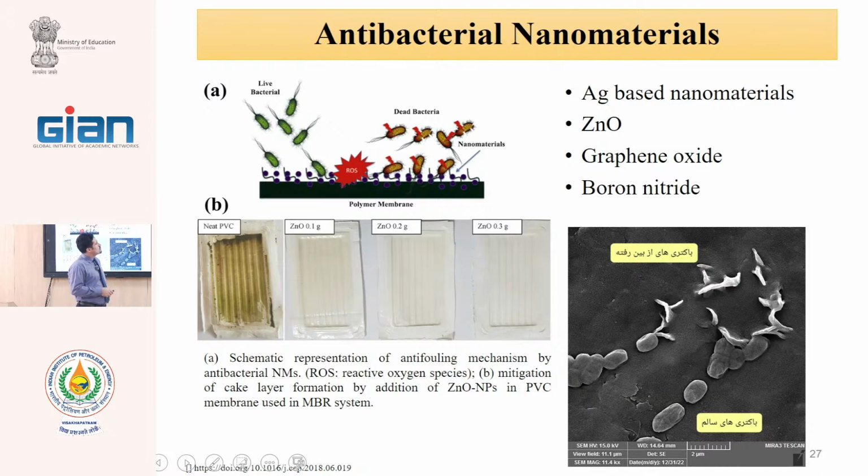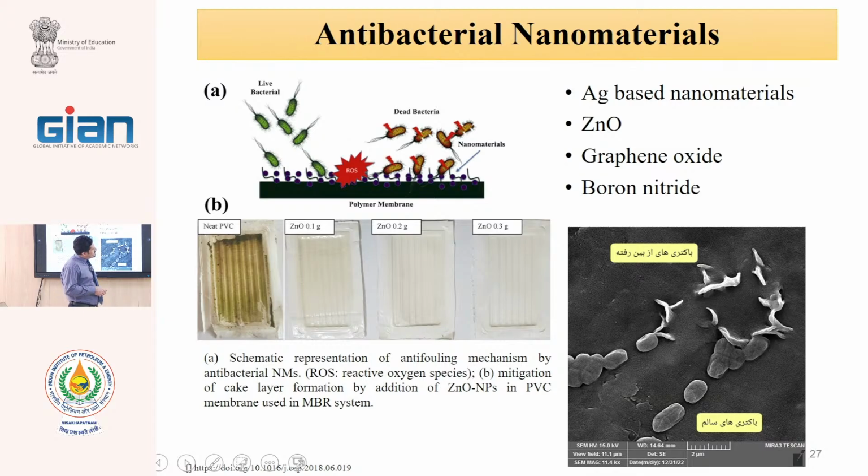We can produce antibacterial membranes with the addition of an antibacterial agent. For example, silver-based nanomaterials. We know silver has antibacterial properties. Zinc oxide is the famous one. Graphene oxide, boron nitride, or we also have antibacterial polymers. We can mix with antibacterial polymers.